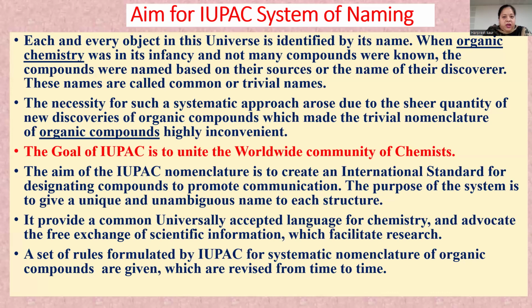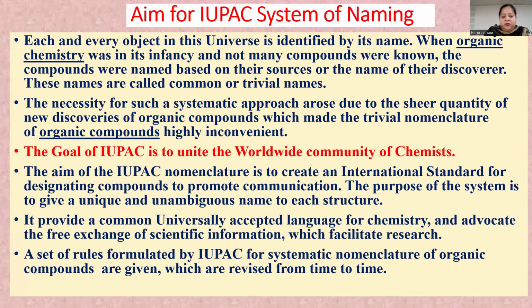Coming to the aim of the IUPAC system of naming: each and every object in this universe is identified by its name. When organic chemistry was in its infancy and not many compounds were known, the compounds were named based on their sources or the names of their discoverers. These names are called common or trivial names.